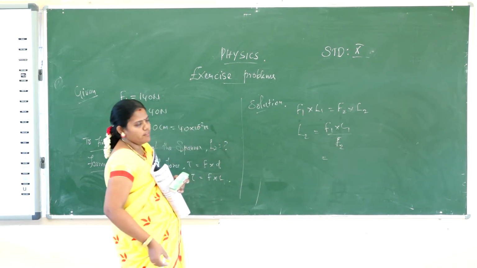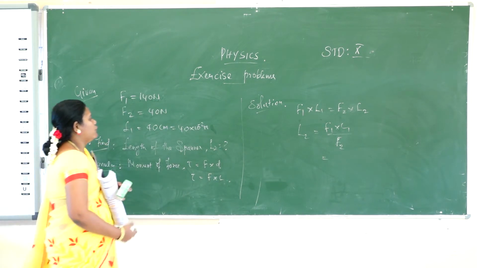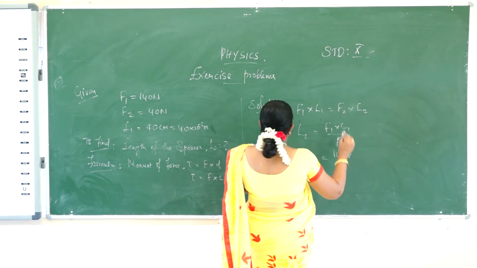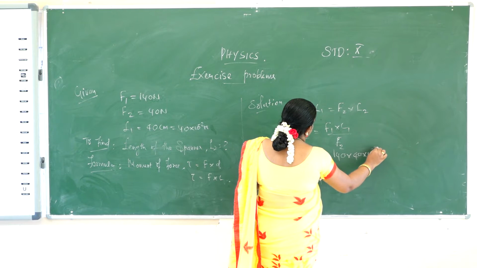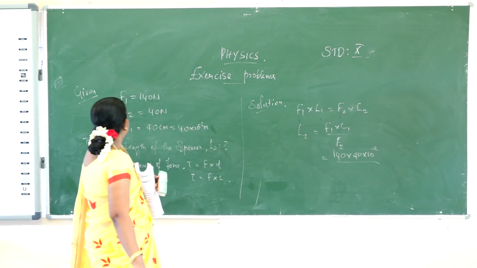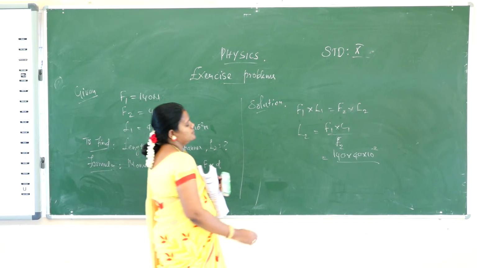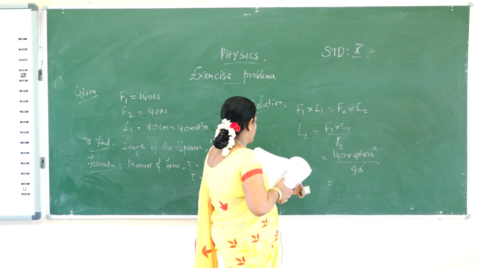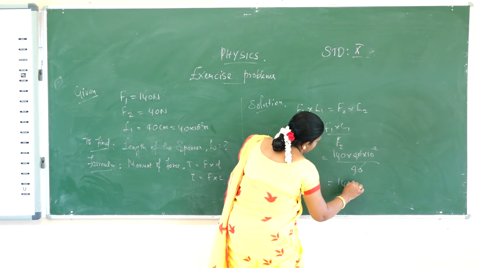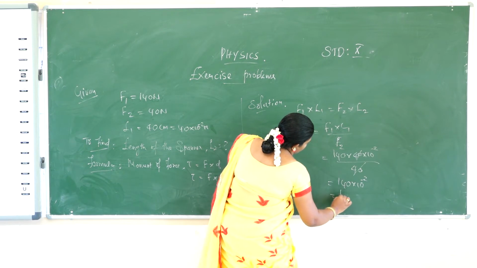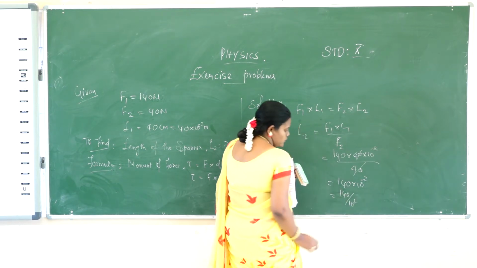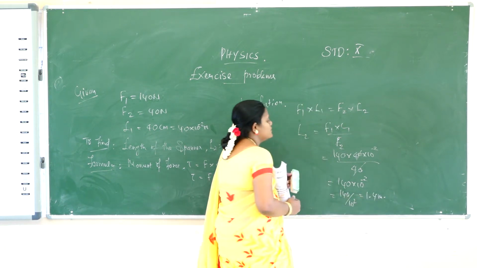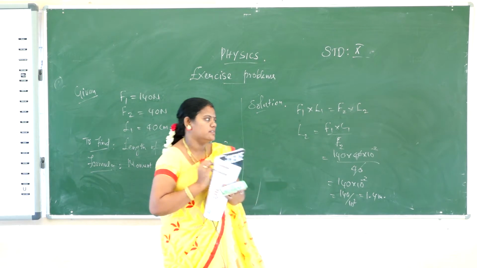Substitute the F1 value, the L1 value and the F2 value. F1 value is 140 and L1 value is 40 into 10 power minus 2. What is the F2 value? 40. So 40 cancels, remaining 140 into 10 power minus 2. 10 power minus 2 is 1 by 10 square, and 10 square is 100. So 1.4 meter. So the length of the spanner is equal to 1.4 meter.